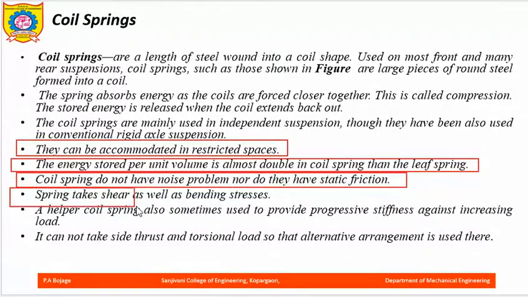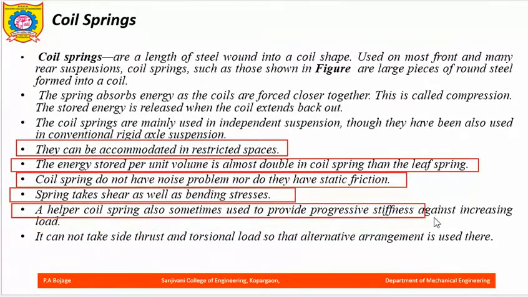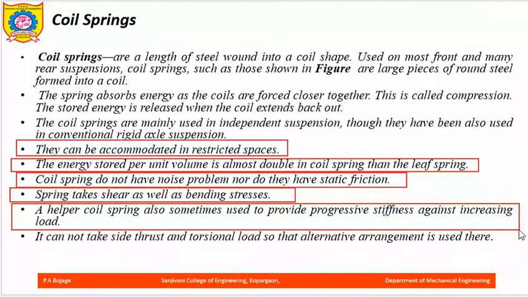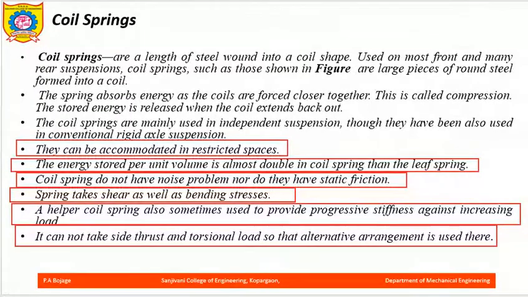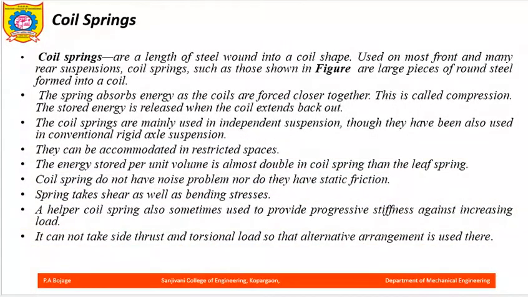Springs take shear as well as bending stresses. Again, it can also accommodate a spring in spring, what we also call the helper coil spring. Sometimes it can also provide an increase in stiffness as the load increases. It can also take side thrust and torsional loads, so an alternative arrangement is used there. Now please remember, the side thrust and torsional loads cannot be handled by these coil springs, and so additional arrangements are required to absorb these loads.